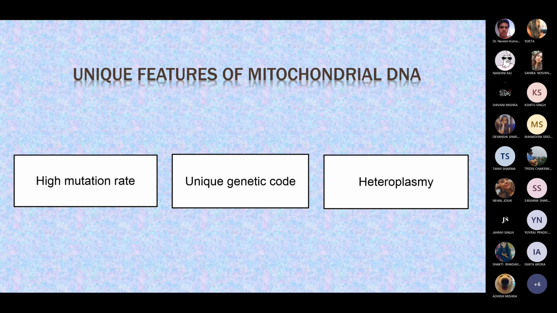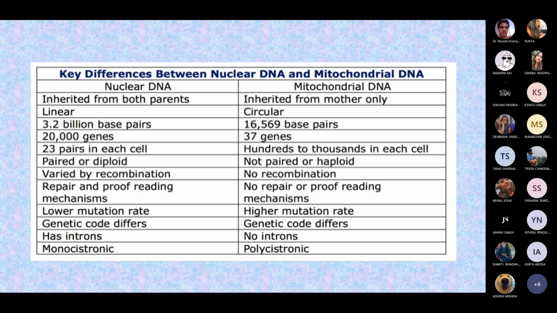Moving to the next slide. So this last slide basically highlights the key differences between the nuclear chromosomal DNA and the mitochondrial DNA. Like I mentioned, the nuclear DNA is inherited from both the parents. The mitochondrial is inherited from mother only. The nuclear DNA is linear. The mitochondrial is circular. The nuclear DNA size is far more than the mitochondrial.